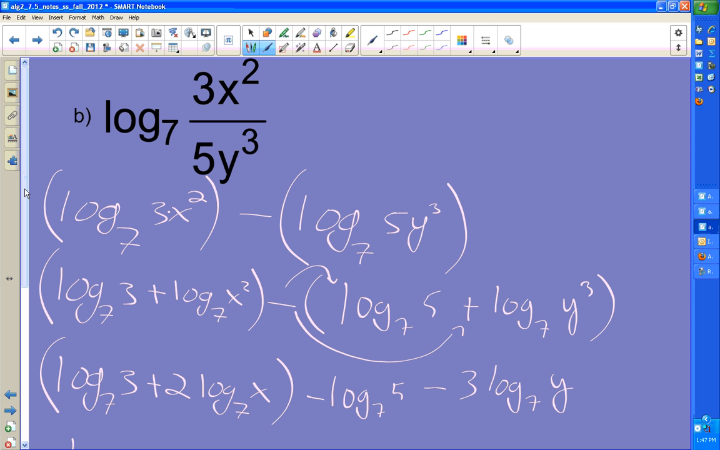Wait, I don't get why that's along with the front. Product means multiplication. 3x squared means 3 times x squared. Okay. Log of a product, 3x squared is a product. And 3x squared divided by 5y cubed is a quotient. And then when you get to the x squared, the 2 is a power on the x.